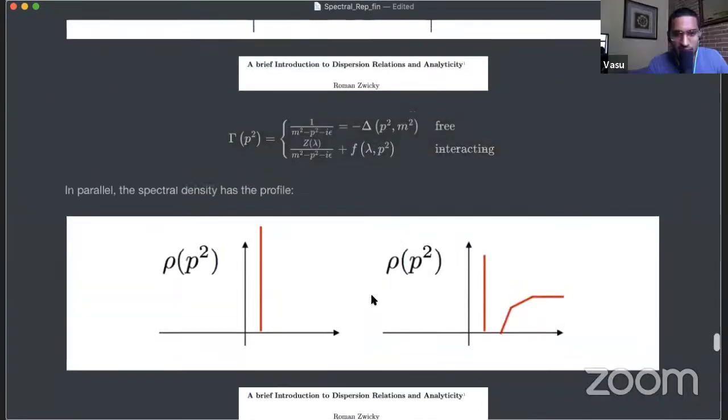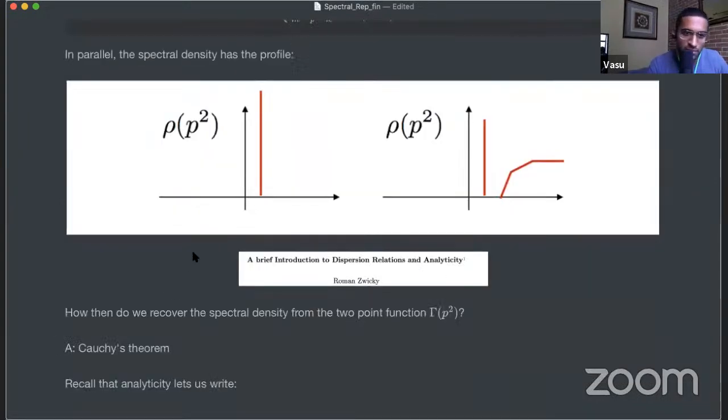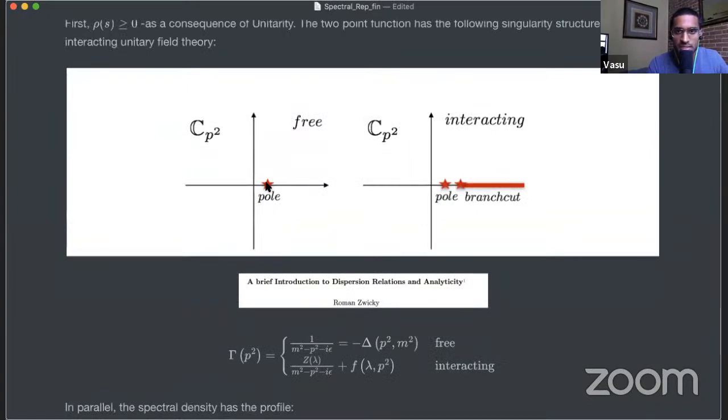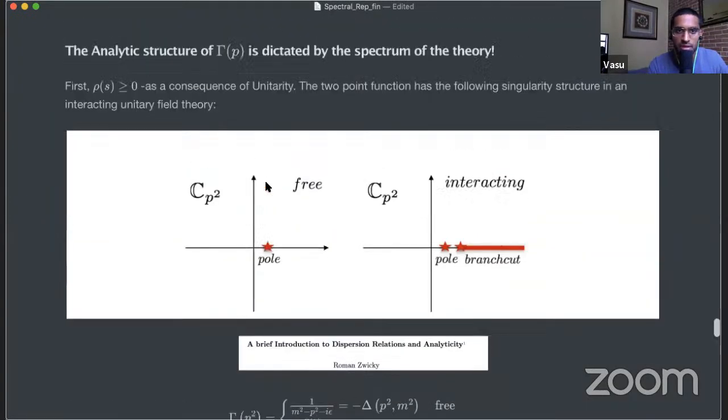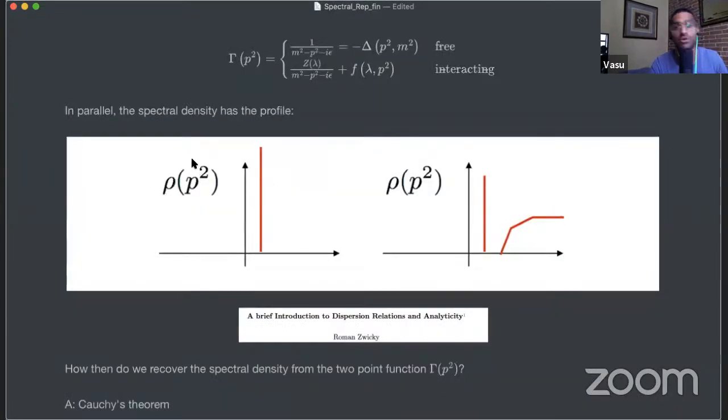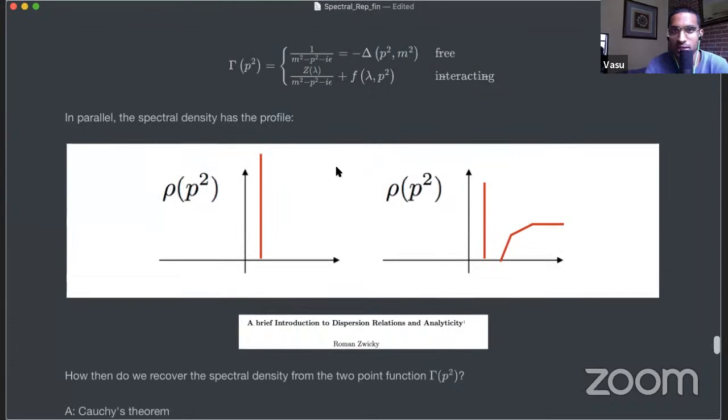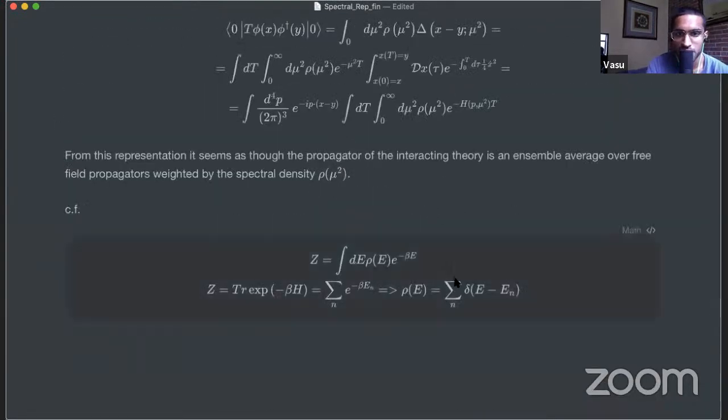Now, knowing this is equivalent to knowing what the spectral density is doing, because the free field propagator always has this structure. So all I need is knowledge of the free field propagator plus the spectral density to know what's happening with the 2-point function of the interacting theory. The spectral density has this profile for a free theory. All it's doing is saying that p squared has to be m squared. In other words, it's like saying that you had just one energy in this kind of sum.